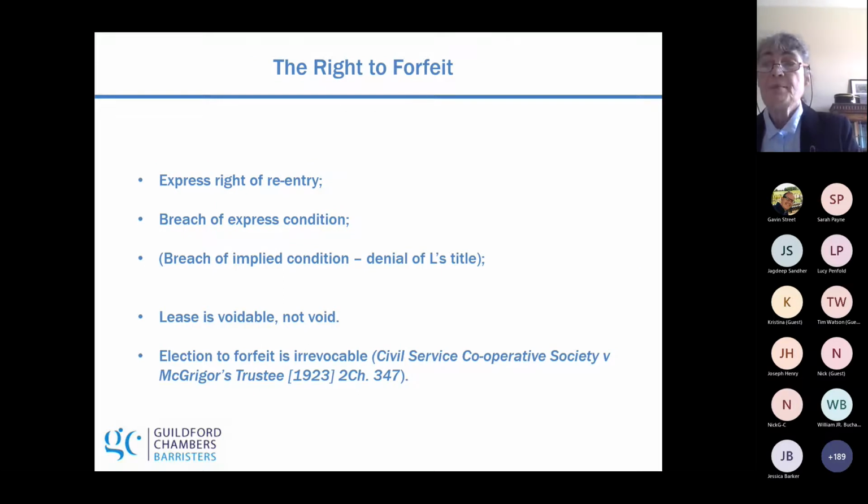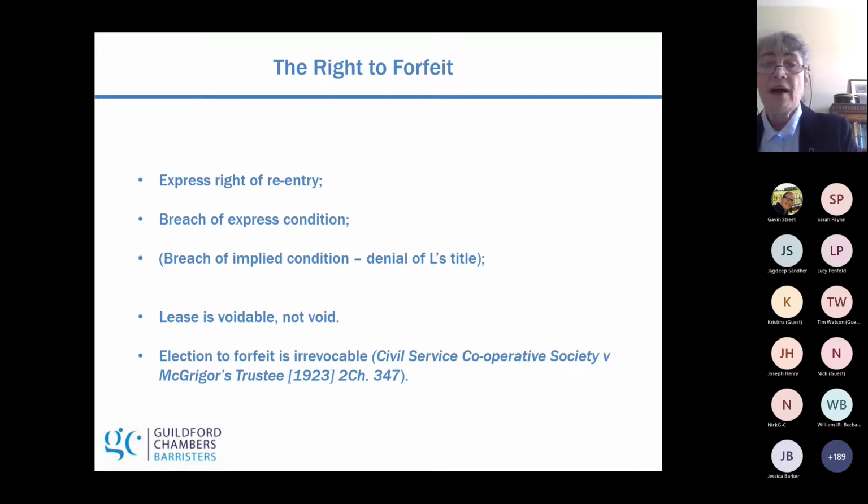The right to forfeit most commonly derives from an express proviso for re-entry in a lease. The landlord is entitled to treat the lease as forfeit on the occurrence of specified events, in our case the rent being in arrears and unpaid for a specified period. Otherwise, the landlord has no right to forfeit for breach by the tenant of any term in the lease unless it can be construed as a condition. A lease may therefore contain an express condition, and this would be phrased with words such as "provided always that", or "it is a condition of this lease that".